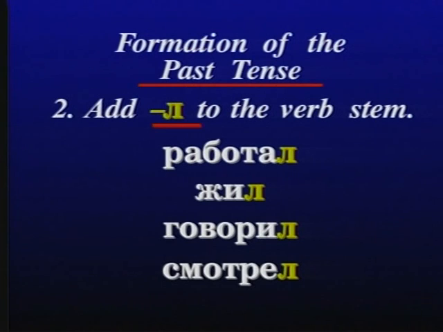Работал, worked. Жил, lived. Говорил, talked. Смотрел, watched. Works just like the -ed in the English language. Работал, жил, говорил, смотрел. Хорошо. There's nothing too difficult about this. The first thing you do is you get rid of the infinitive ending, you find the verb stem, and then you put this little past tense suffix.